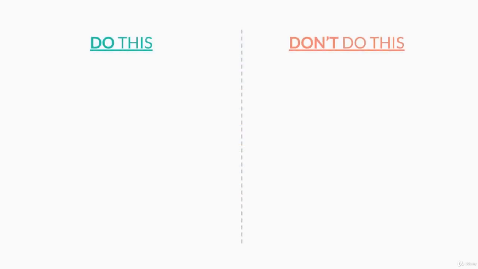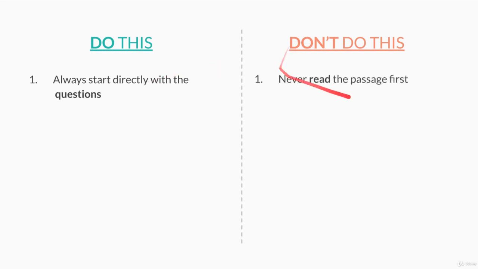Okay, now let's talk about the things that you should be doing on the reading test and things that you should not be doing. So let's begin. So what you should be doing is always start directly with the questions. So what that means is do not read the reading passage first. Start with the questions and then go back to the reading passage. Never read the reading passage first.